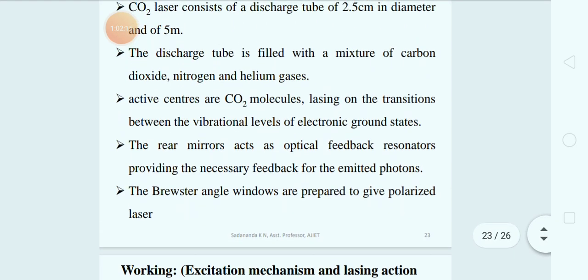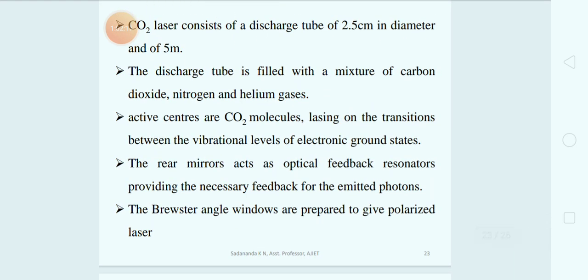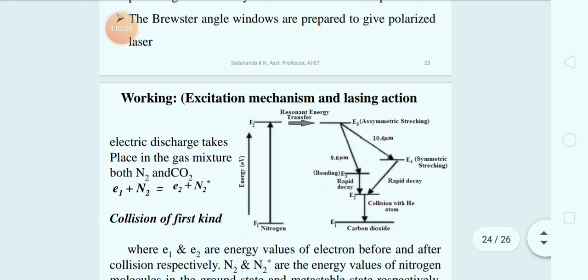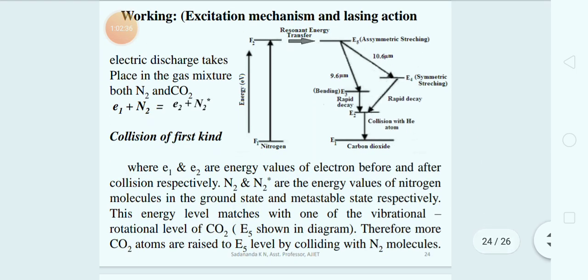And Brewster windows are also used, because Brewster angle windows are prepared to give polarized light from the sources in the laser system. Next one, the working of CO2 laser.